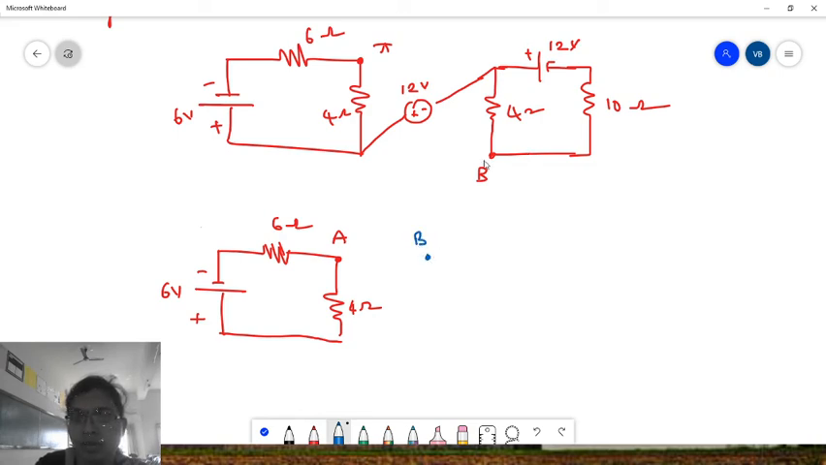Then for this B terminal, this single line you are going to get like this, and this resistor has no polarity. So in this case you are getting the 10 ohms resistor here, and this 4 ohms resistor also you are going to get the same way. And then this 12 volt source that we are going to get at the down. Okay, so this we are going to get at the down.